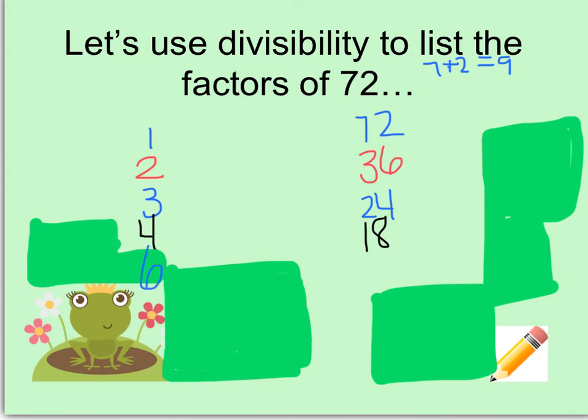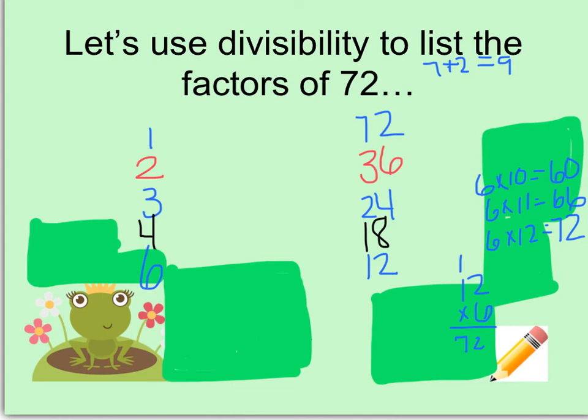Just like before, I need to figure out 6 times what is 72. I know that 6 times 10 is 60. That would make 6 times 11, 66. And 6 times 12 would be 72. I can check with my algorithm. 6 times 2 is 12, and 6 times 1 is 6, and 1 more is 7. 7 is another number without a good trick, but I know that 7 times 10 is 70. 72 is only 2 more than that, so 7 is not a factor.